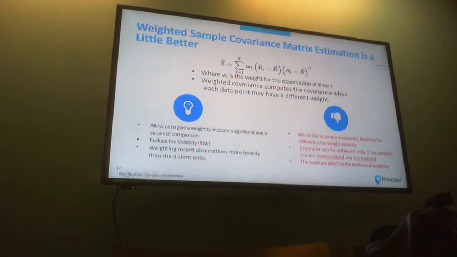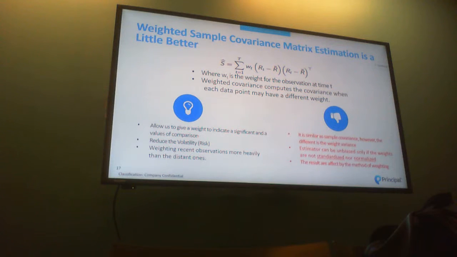Okay. We were also using the weighted sample covariance matrix, which is a little bit better. The definition is that w_t is the weight of observation at time t, and the weighted covariance computes the covariance when each data point may have a different weight. The good things of this model are that it allows us to give weights to indicate significance and value of comparison. And the second is that it could reduce the volatility.